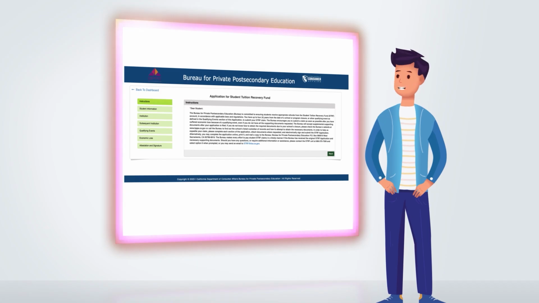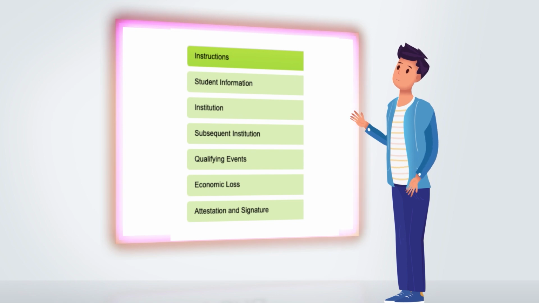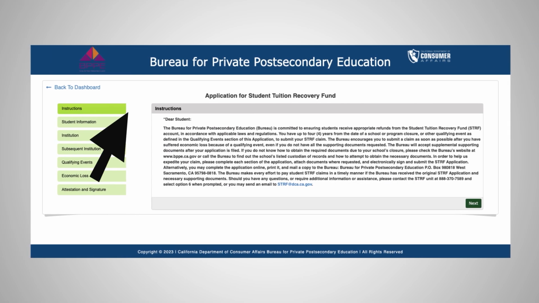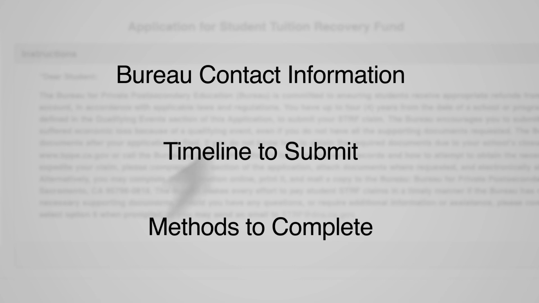The application is divided into 7 sections. It's important that you fill out as many fields and provide as much documentation as you can in each section. The first section, Instructions, provides information about contacting the Bureau's STRF unit, the timeline to submit an application, and the various methods for completing an application.